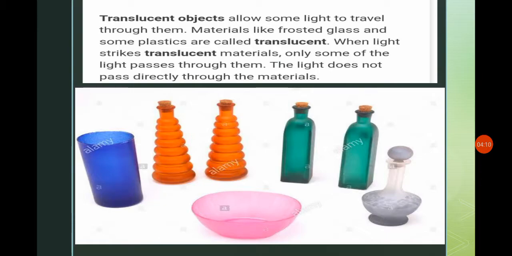When light strikes translucent materials, only some of the light passes through them. The light does not pass directly through the materials. It means that when the light hits the translucent object, the light will not pass completely, but only partially, and some of the light will be absorbed by the materials.